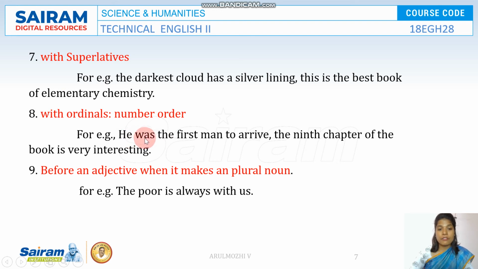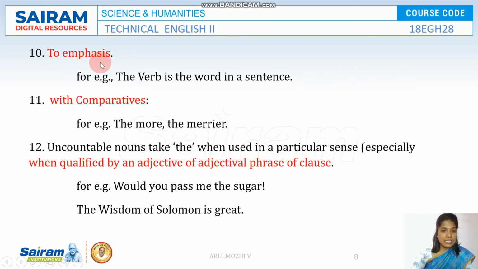He was the first man to arrive. The ninth chapter of the book is very interesting. Before an adjective when it makes a plural noun: poor is an adjective, but if you use the before it, it becomes a plural noun. Next one, to emphasize something. I want that the pen. The verb is the word in the sentence.